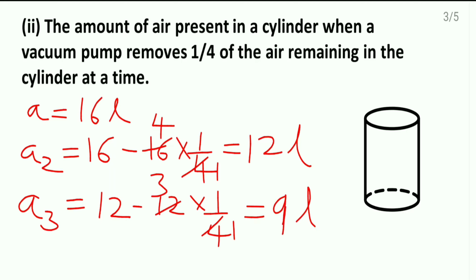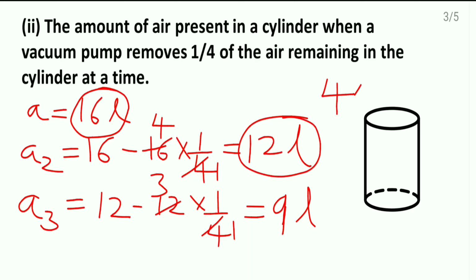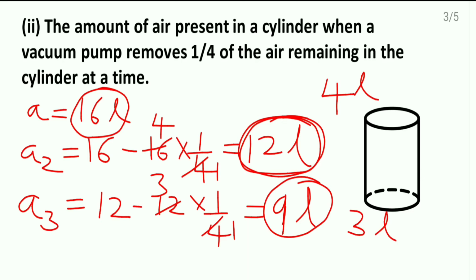Right? Now look at the difference between the first and the second one, which comes as 4 liters. And the difference between the second one and the third one, which comes as 3 liters. Right? The difference is not the same. So straight away you can say that this is not the example of arithmetic progression. Reason is what? Because the common difference is not equal. It is not constant.